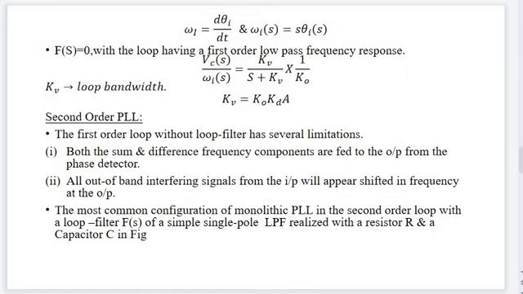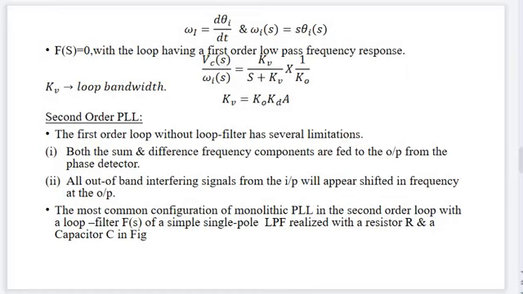The first order loop without a loop filter has several limitations. Both the sum and difference frequency components are fed to the output from the phase detector. All out-of-band interfering signals from the input will appear shifted in frequency at the output.